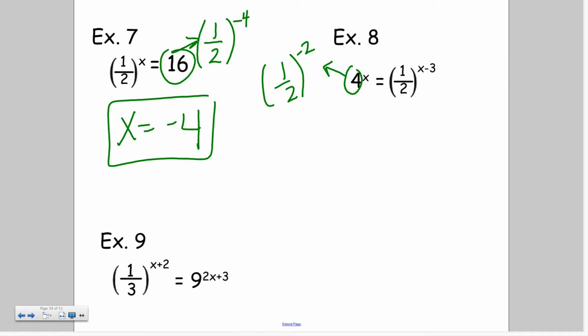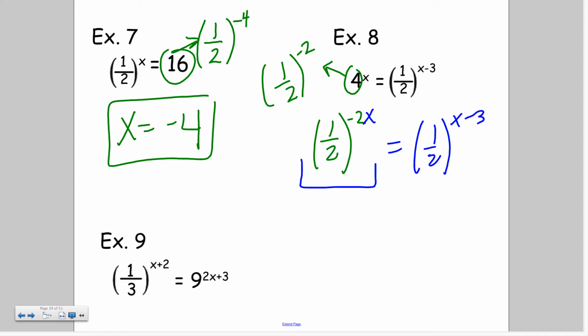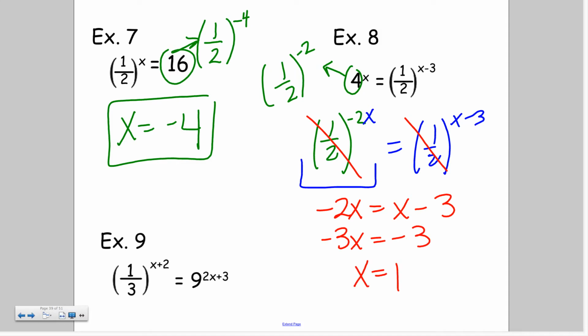So I've got 1/2 to the negative 2. Now that 4 already had an x on it. So when I rewrote it as this, that is the 4. I just got to put that x back with it. So now I can drop them. And I've got negative 2x equals x minus 3. So I'm going to move my x over. And I get x is equal to 1.